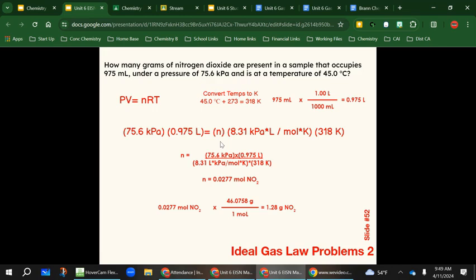Okay. Yes, we are going to come up with slightly different answers, but again, because of rounding and things like that, I'm okay with that. But your answer better have 3 sig figs in it. Your answer better have the unit of grams.